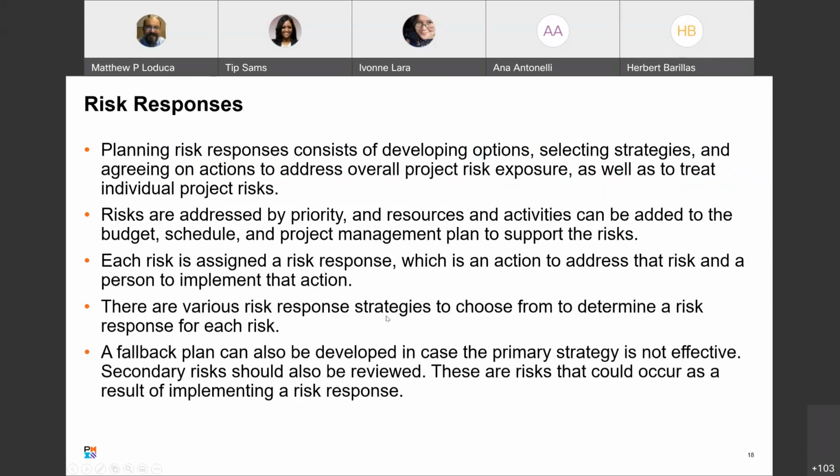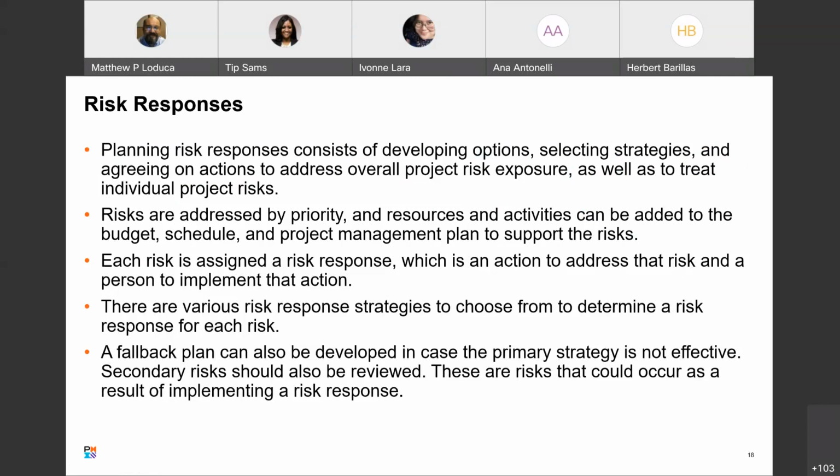Risk responses. They don't cover this nearly as much as we used to in the older chapters or the older books. But the risk response is essentially what we're going to do when we hit that trigger. When something happens, what are we going to do? Planning risk response consists of developing options, selecting strategies, and agreeing on actions to address it. We have responses for each individual risk.